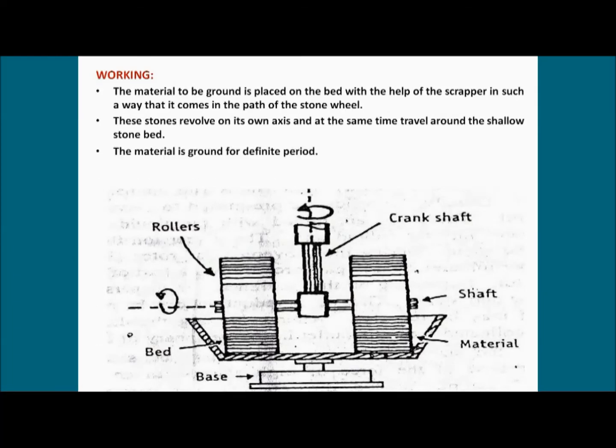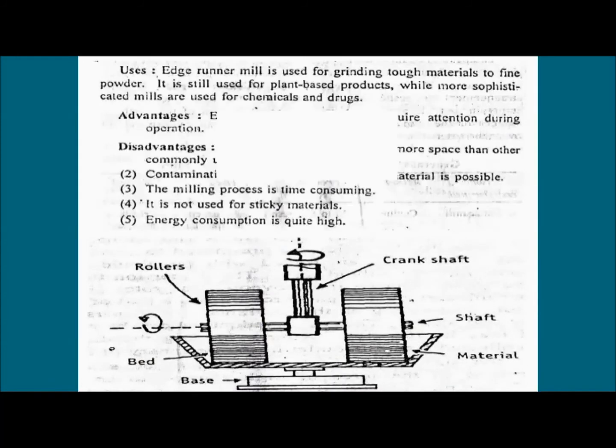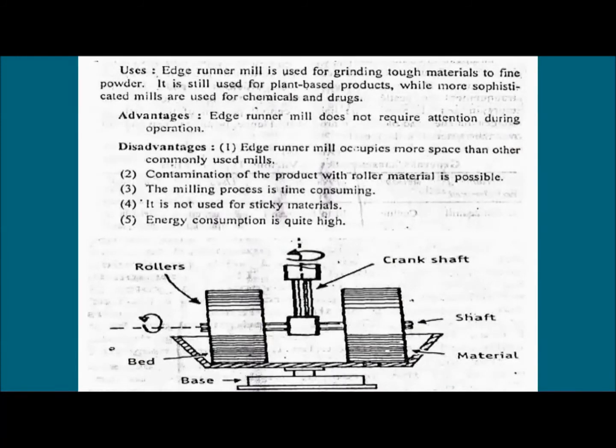The next thing is that the material is ground for a definite period of time, suppose 5 minutes, 10 minutes, half an hour, just like that, right? Now the powder is collected after the process, and it is passed through a sieve to get the powder of the required size. So uses, the edge runner mill is used for grinding tough material to fine powder.